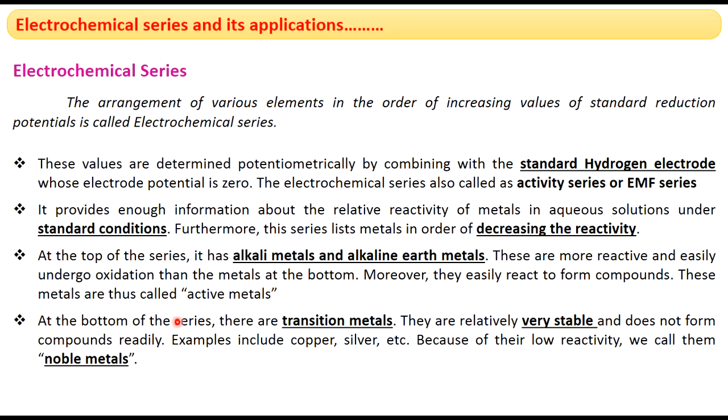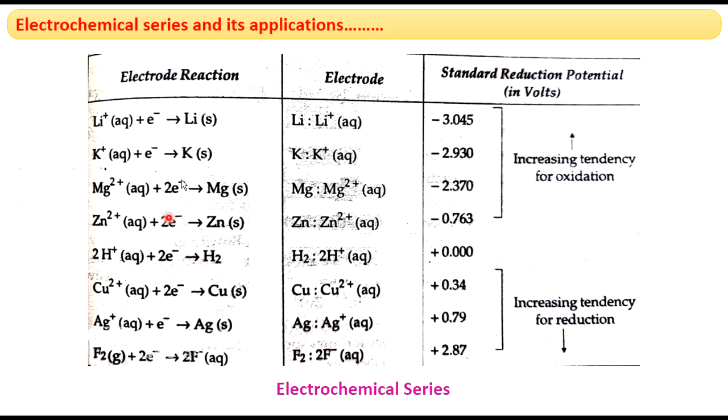And at the bottom of the series, we have transition metals, as their reactivity is somewhat low compared to the alkali and alkaline earth metals. These are very stable, and they do not form compounds readily. So these are called noble metals, and these are placed at the bottom of the series, below hydrogen, as they have low reactivity. So this is the electrochemical series.